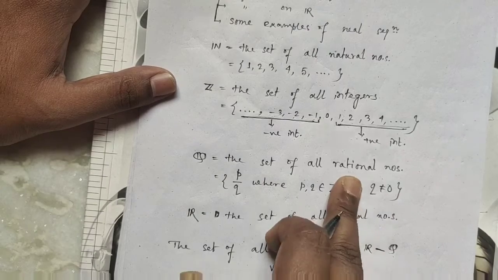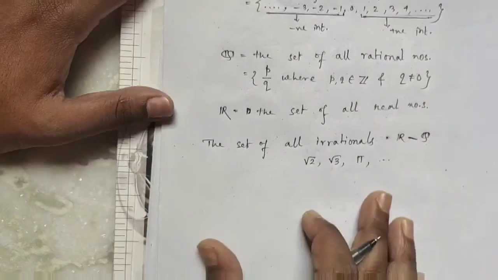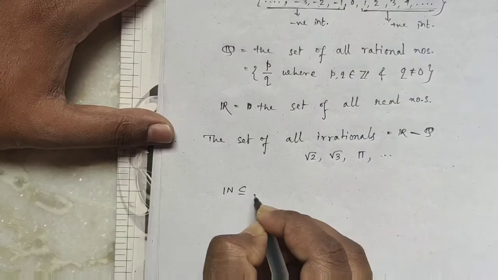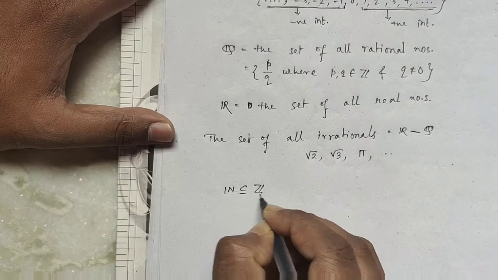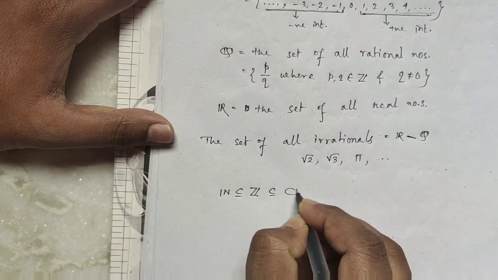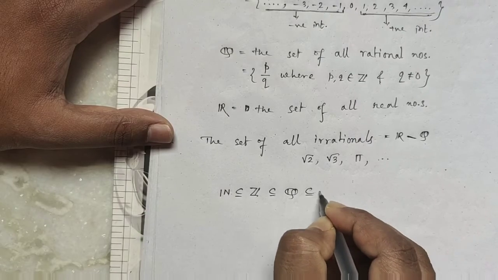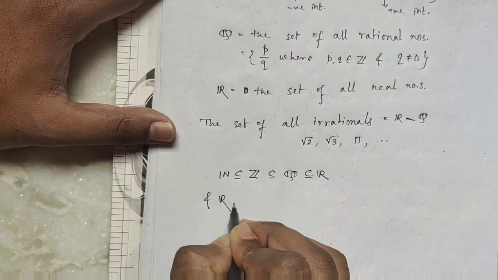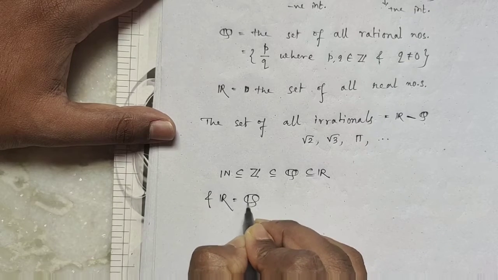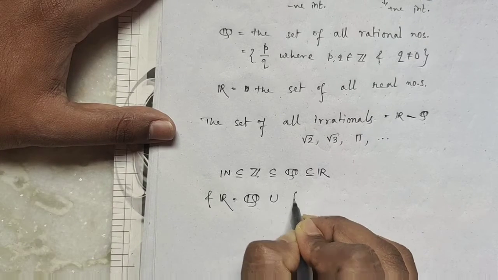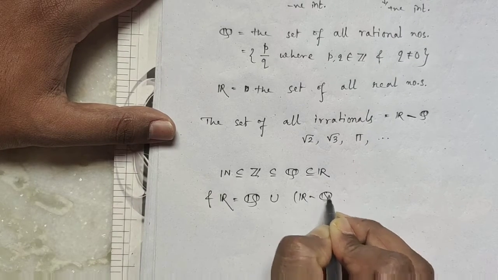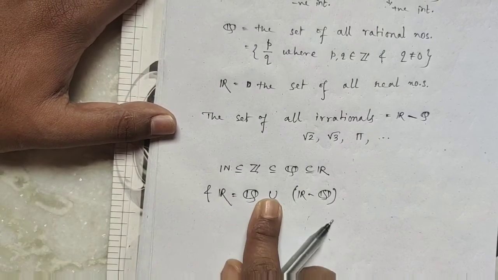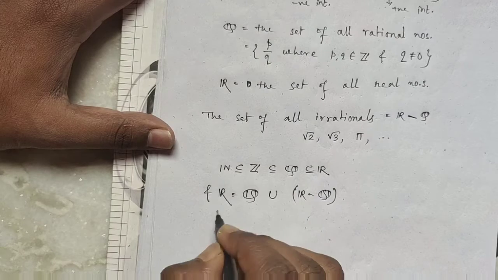We know the inclusion: N is contained in Z, Z is contained in Q, Q is contained in R. And R equals Q union R minus Q, that is, the set of all rationals union the set of all irrationals.